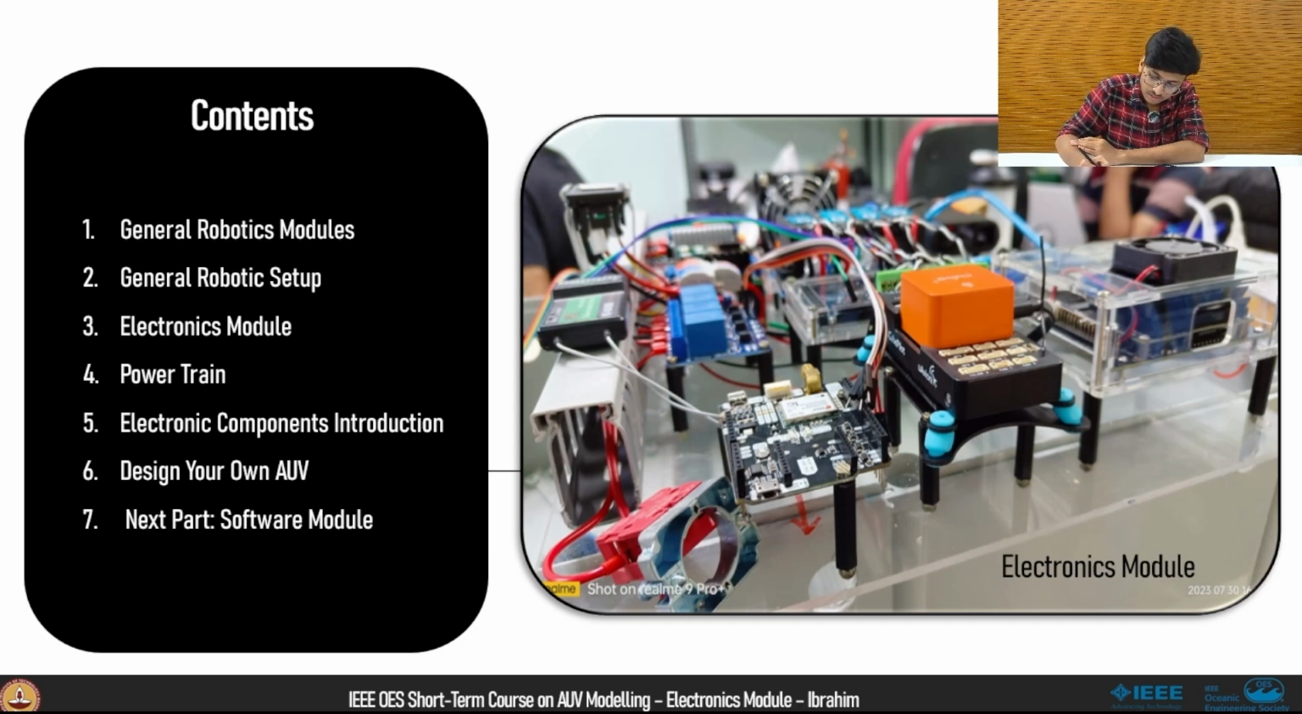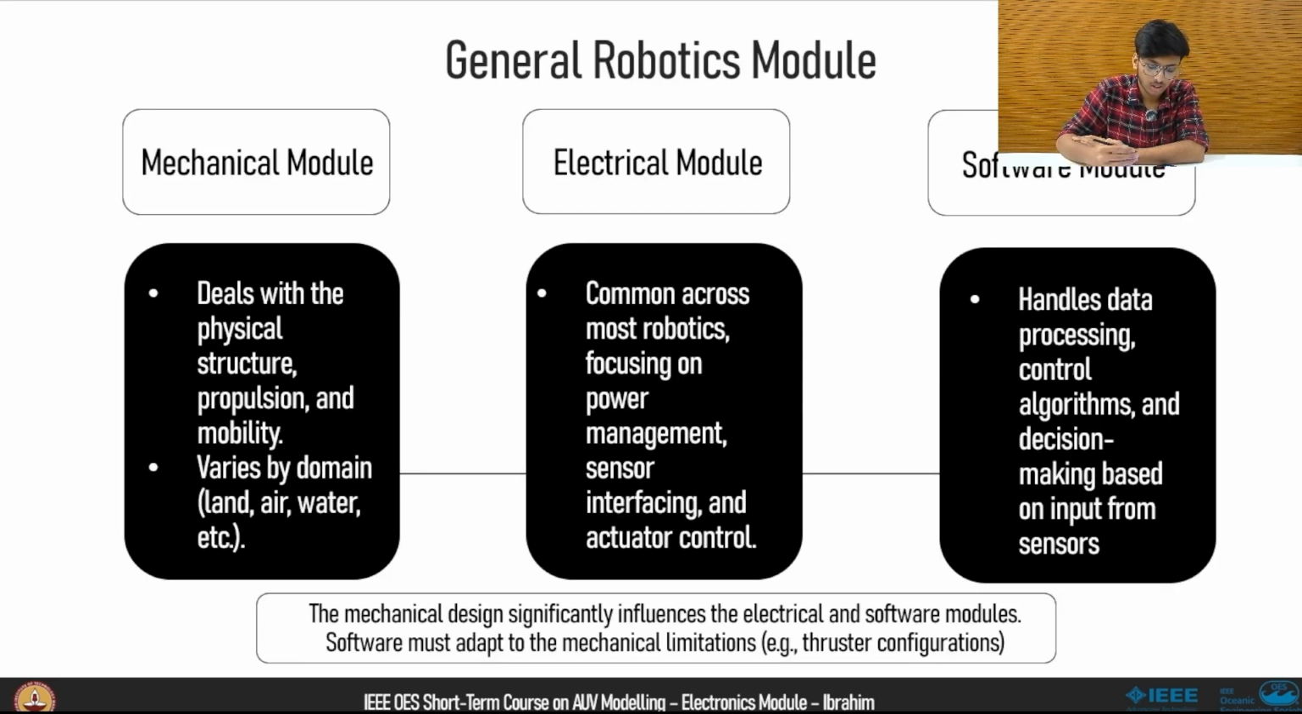So let's first start with the general robotics module. There are mainly three modules in the robotics domain: the mechanical module, the electrical module and the software module. The mechanical module mainly comprises the physical structure, the propulsion and the mobility. It's mainly task specific. If you want to do some specific task, the mechanical module will change. It varies with the domain. For example, aerial robotics have a different kind of mechanical system, underwater robotics have a different kind of mechanical system, and ground vehicles have a different kind of mechanical system.